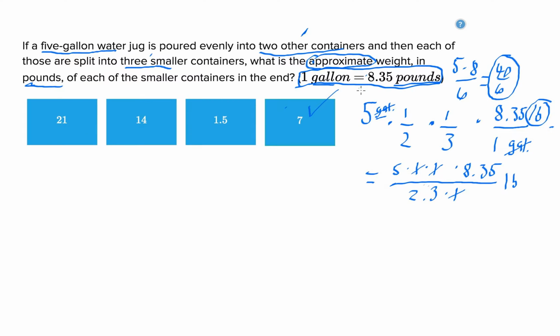If it's not asking for approximate weight, use your calculator. And if you don't see this, that's fine, but we're showing you now so you can possibly save time on test day and leave time for other problems that might stump you more.